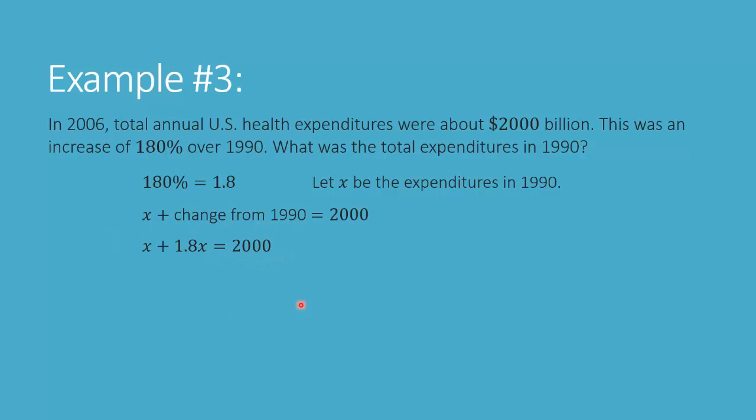So now we finally converted this whole word problem into a linear equation in one variable. So now we can go back to our 5 steps and actually solve it. So we can simplify to 2.8x and divide both sides by 2.8, so we get x all by itself, and we get x is approximately 714, or in this case, $714 billion in 1990.